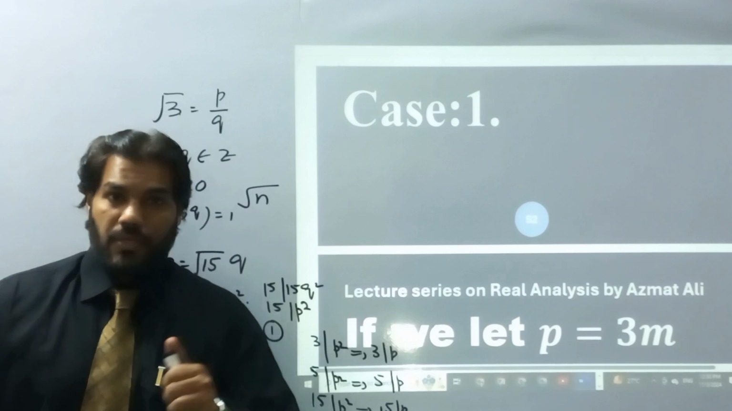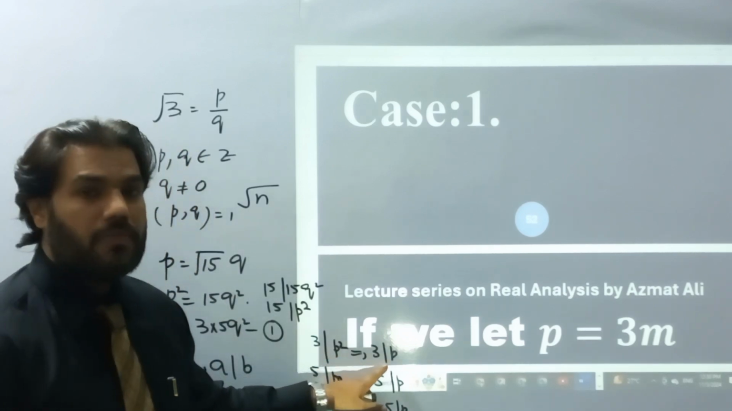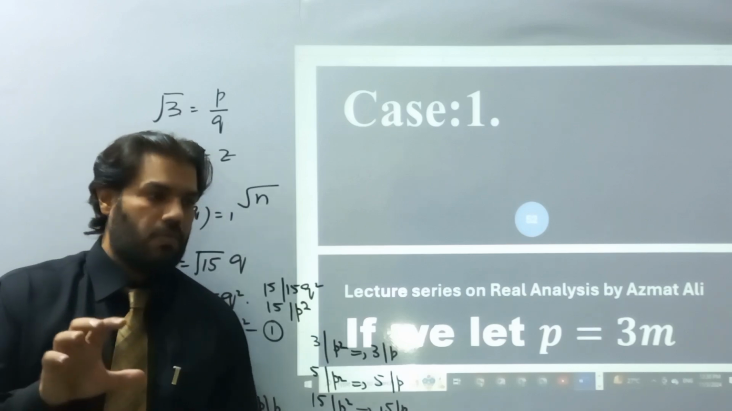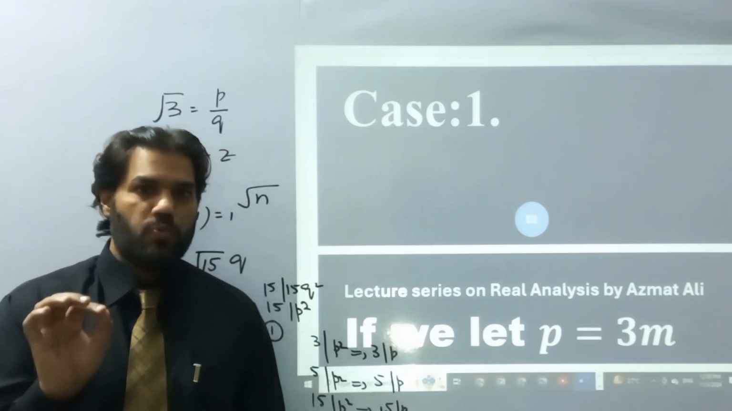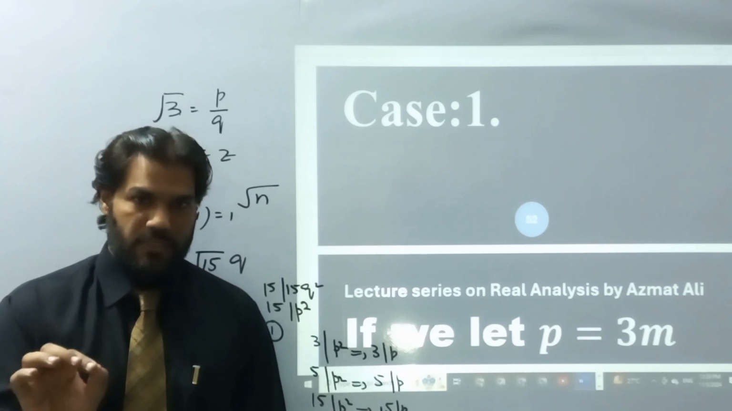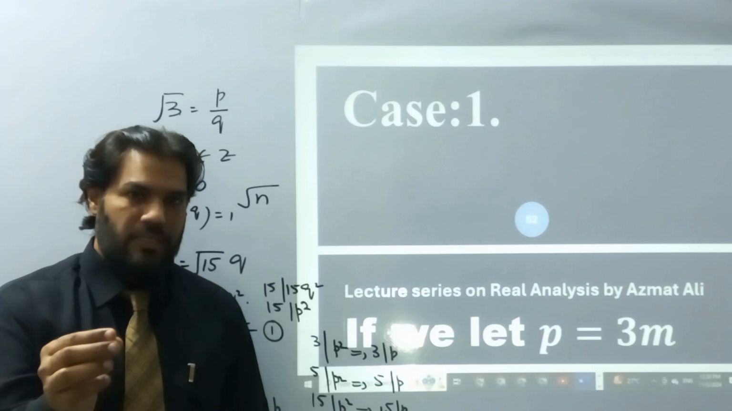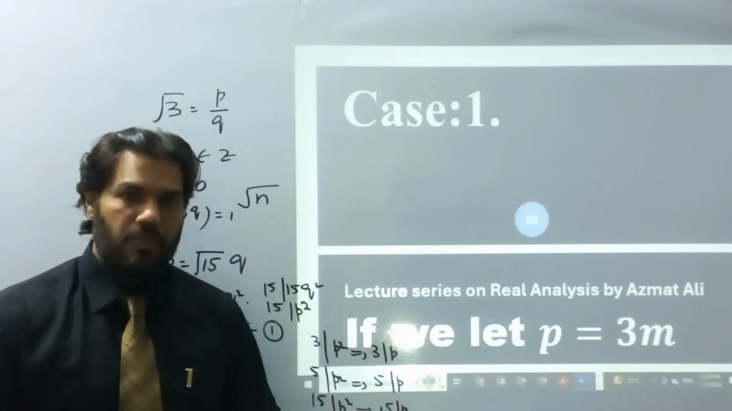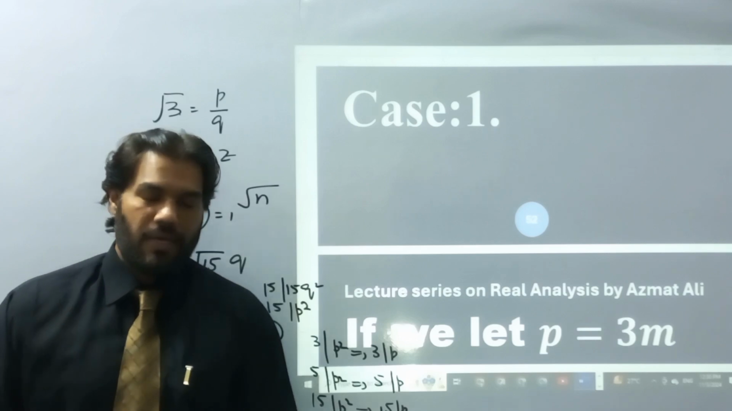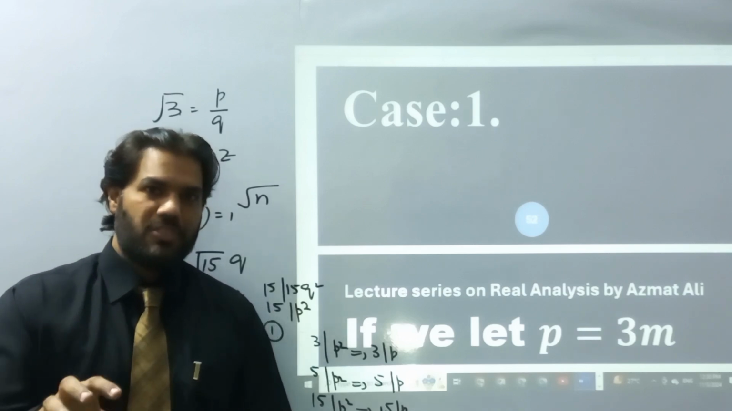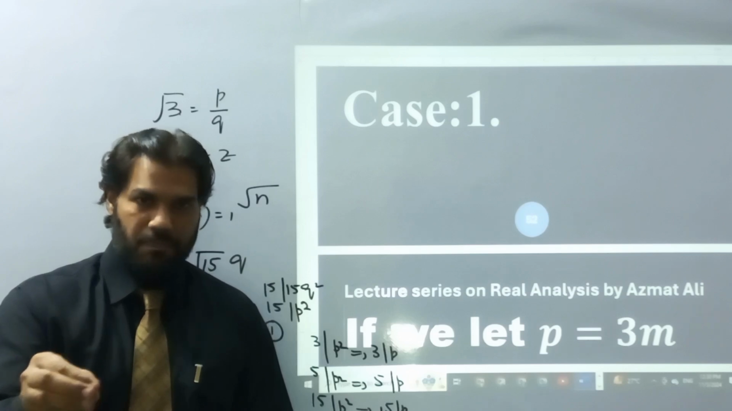I will discuss here case number 1. If we take p as a multiple of 3, then from your exam point of view, you will consider only one of the cases for p. You can either consider p is a multiple of 3, p is a multiple of 5, or p is a multiple of 15. Here I am going to discuss all three possibilities that can be used for p.